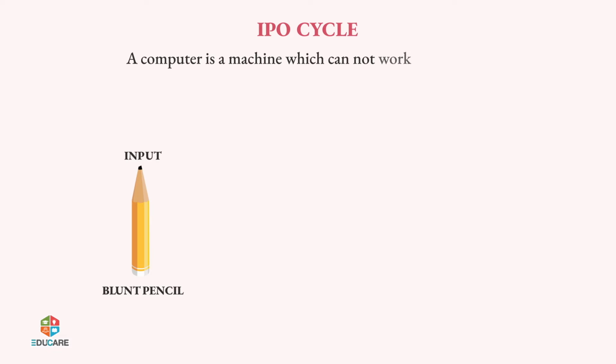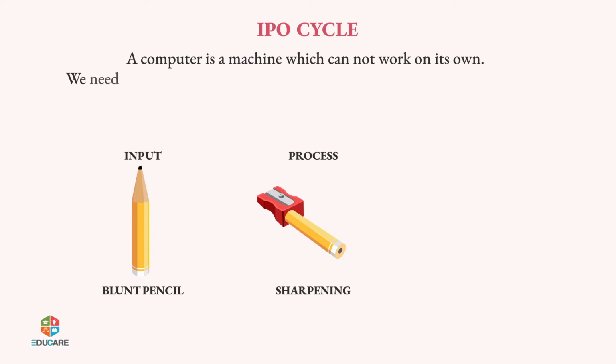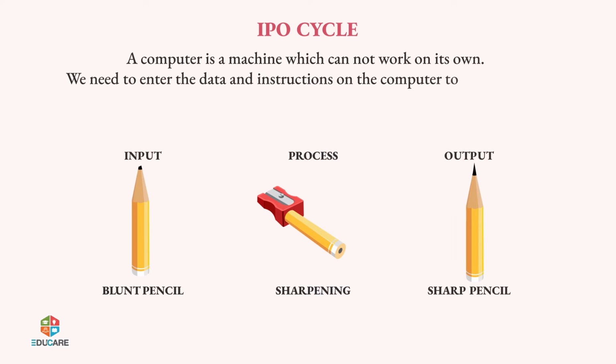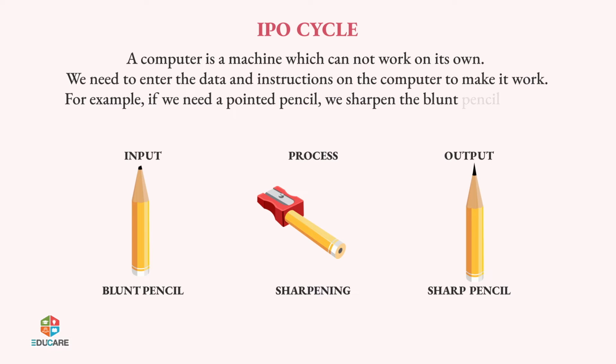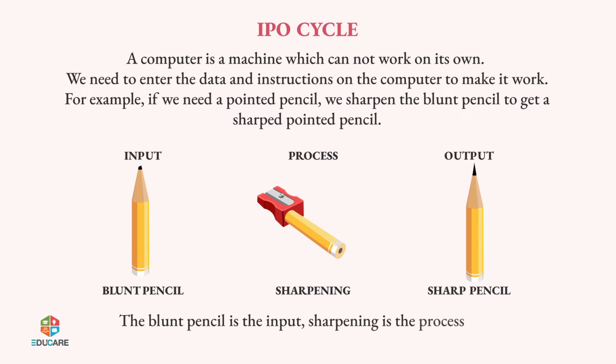IPO cycle. A computer is a machine which cannot work on its own. We need to enter the data and instructions on the computer to make it work. For example, if we need a pointed pencil, we sharpen the blunt pencil to get a sharp pointed pencil. The blunt pencil is the input, sharpening is the process, and pointed pencil is the output.